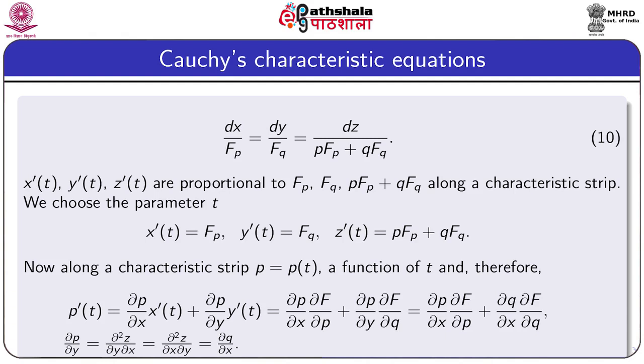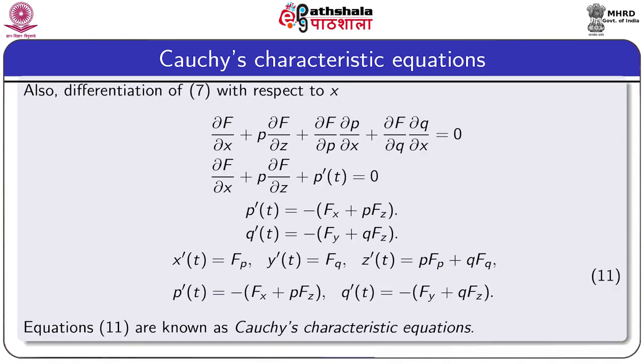Now, the value of ∂Q/∂X is equal to the value of ∂P/∂Y, which is proved here. The value of ∂P/∂Y can be written as ∂²z/∂Y∂X. Now, if we interchange the order of the derivative, we get ∂²z/∂X∂Y, which is nothing but ∂Q/∂X. So, in the previous equation we have used the relation ∂P/∂Y equals ∂Q/∂X. Thus, we obtain the value of P dash T as this.